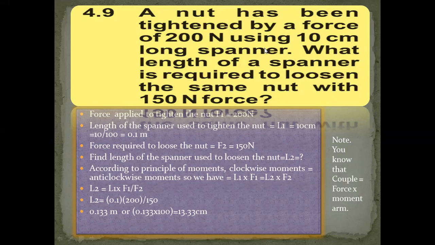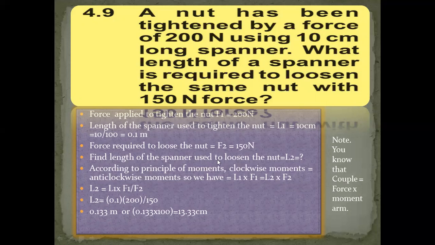So a nut has been tightened by a force F1, applied with a 10 centimeter long spanner. It means that the force has a moment arm of 10 centimeters, L1. When you divide 10 by 100, you have the answer in meters. You know that when you are going from centimeters to meters, you will have to divide by 100. So the force F1 is 200 Newton and the length of the spanner is 10 centimeters, which in meters will be 0.1 meter. What length of the spanner is required to loosen the same nut?